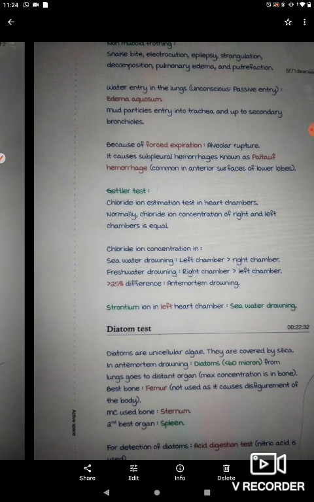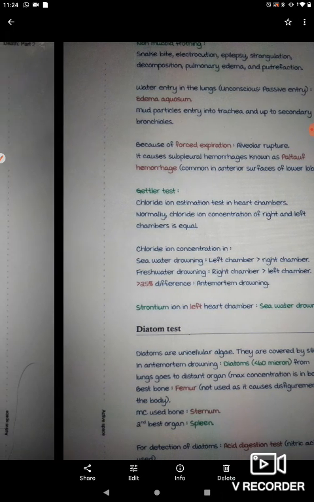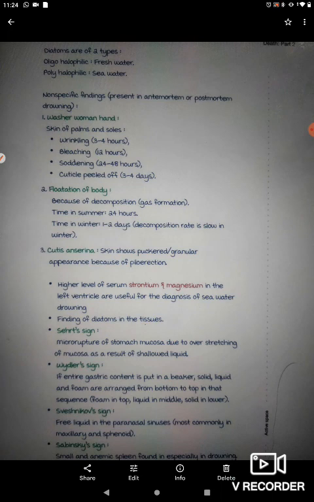Then see in the diatom, what test was acid digestion test, and best bone is the femur, best organ is the spleen. Then we have seen non-specific finding was washerwoman sign. Flotation is just because of the gas formation. After the decomposition, putrefaction, there was this gas formation. And cutis anserina, the puckered or the granular appearance, is seen.